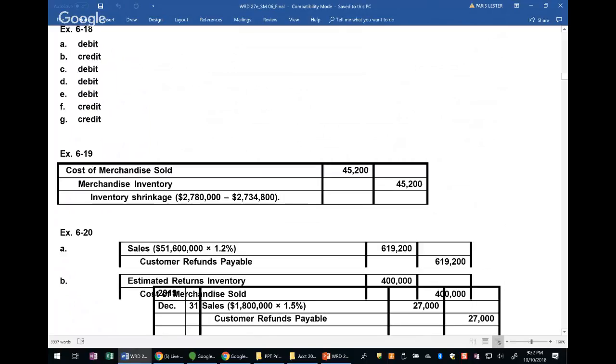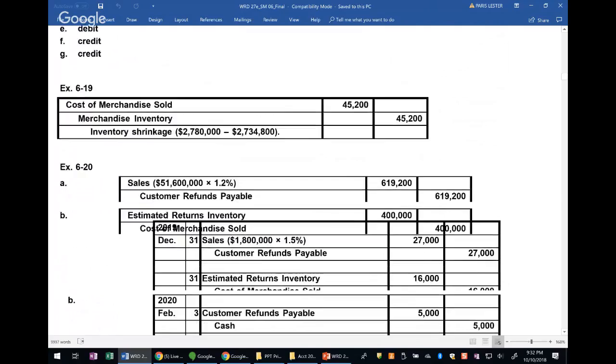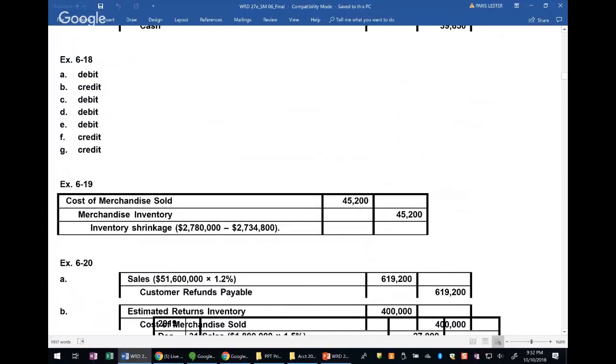Now, B part, I don't know if we can see it or not. All right, on B part, I think we can see it. Debit estimated returned inventory and credit cost of merchandise sold. That reduces cost of merchandise sold. Now, where'd you get the 400,000 from? It's given, isn't it? So you just had to answer question A and B. The 400,000 is given. You only had to multiply by 1.2. These other estimated returned inventory, customer refunds payable had nothing to do with your journal entries. You just have to add to those. You already had 28.1. You're adding 400 to it. That's all you're doing. Okay, so that's some sales transactions.